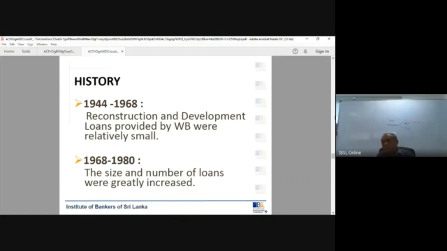From 1968 to 1980, the size and number of loans were greatly increased. The loan values as well as the volumes went up.